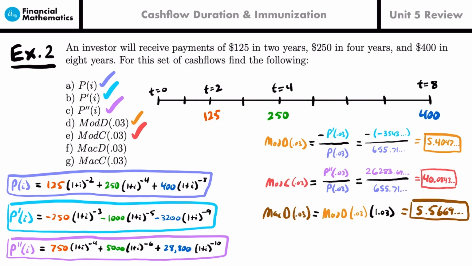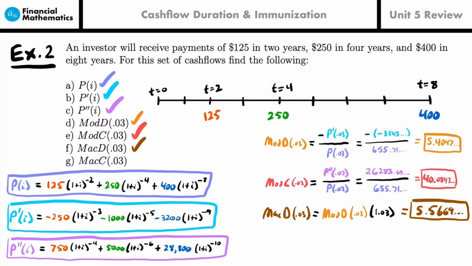So we can check that off. That's part F. Now we have one more value to find, and that is the Macaulay convexity at a 3% interest rate. And to find that, we will also need to make use of a formula that expresses the relationship between these different durations and convexities.